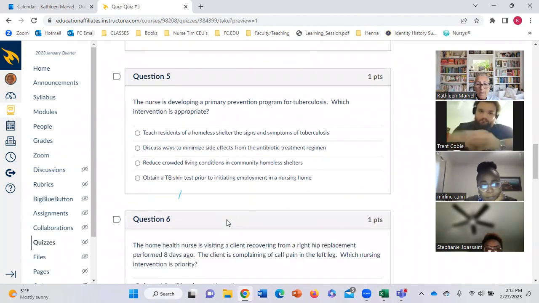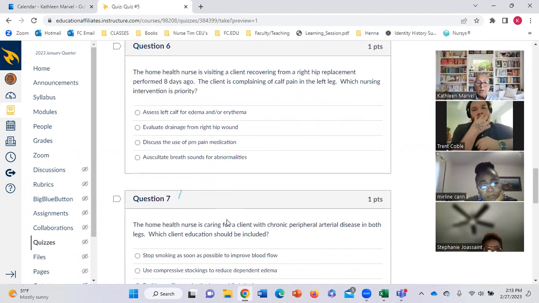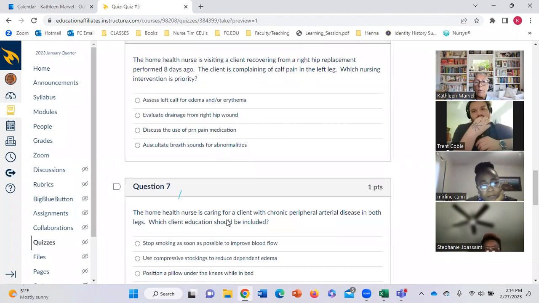You're trying to early identify who might be at risk. Okay. Number 6, a home health nurse is visiting a client recovering from a hip replacement performed 8 days ago. The client is complaining of calf pain and leg pain. Which nursing intervention is a priority? Important word, priority.